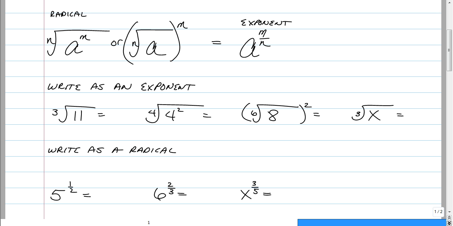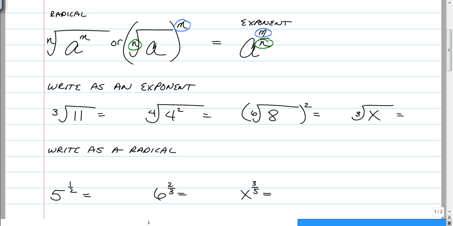So there's two different ways you can write it. You can write it as the nth root of a to the m, or the nth root of a raised to the power of m. Doesn't really matter. Either way you look at it, the m is the top of your fraction exponent, and the n, your index of the radical, is the denominator of your exponent. So, being able to manipulate radicals and exponents is very, very important for the rest of this chapter because you're going to want to be able to flip back and forth.